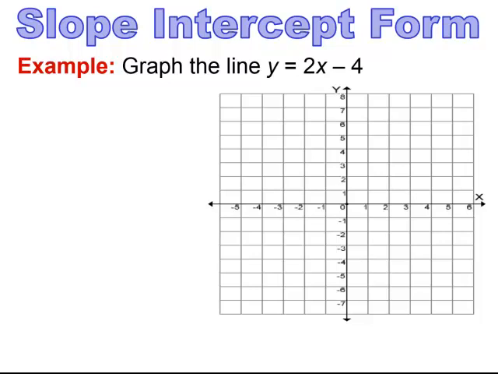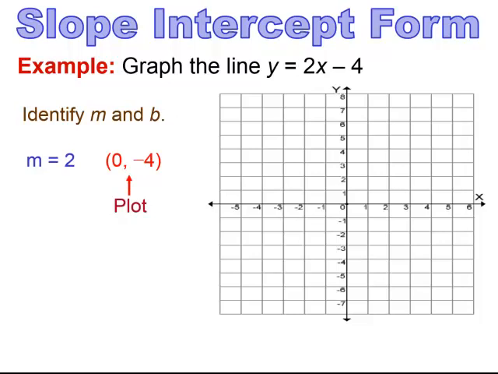So when you're asked to graph the equation of a line, and it's in slope-intercept form, you need to identify the slope and the intercept. And once you have the slope and the intercept, you plot the intercept, and you use the slope to find the second point. So we identify your slope, which is 2, and your intercept, or your b value, is -4. So the intercept point would be (0, -4).